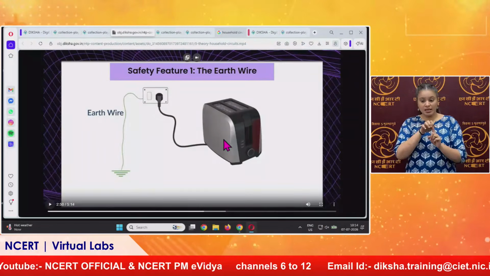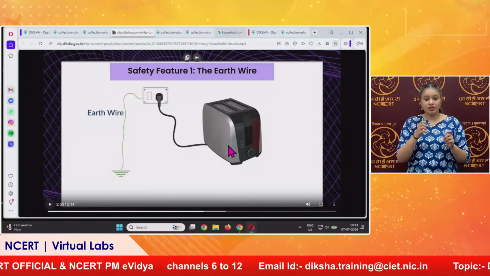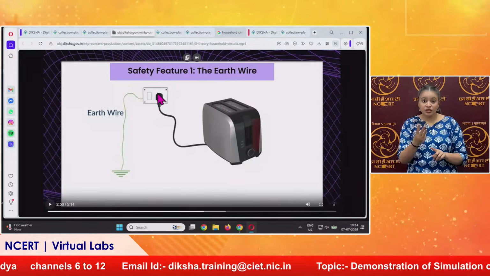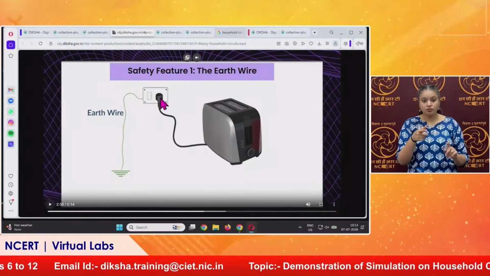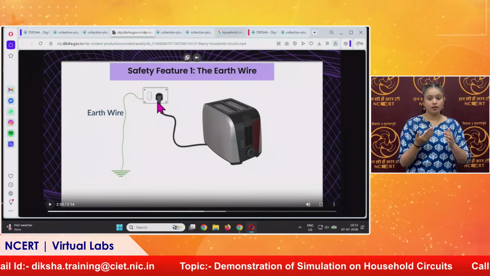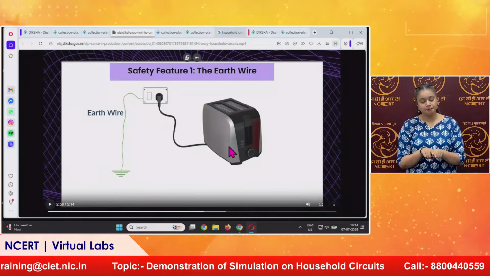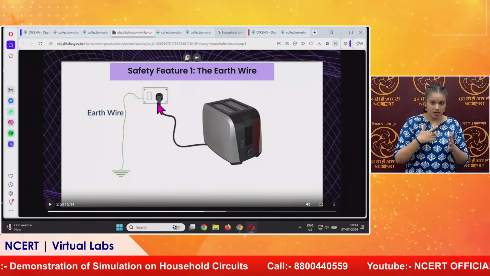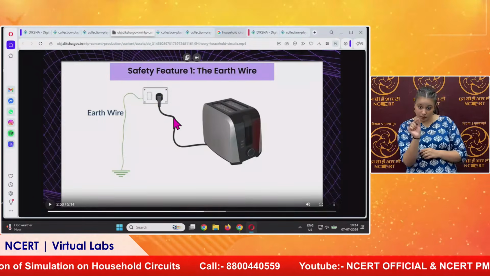So what happens at that time, maybe the live wire, which conducts the high voltage, touches the metallic body of the surface. In that case there is a leakage of current to the metallic body. And if it is not a 3-pin plug, you will get a severe electric shock. That's why a toaster or a fridge has a 3-pin plug, and the iron also has a 3-pin.